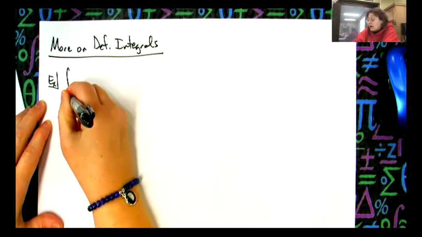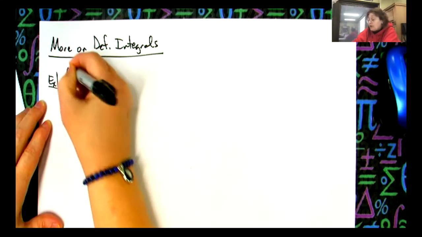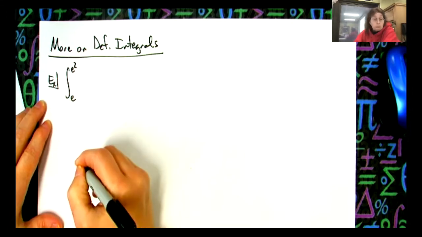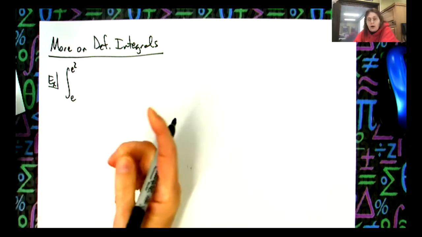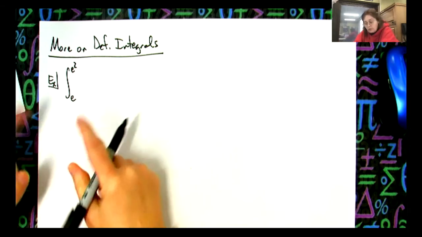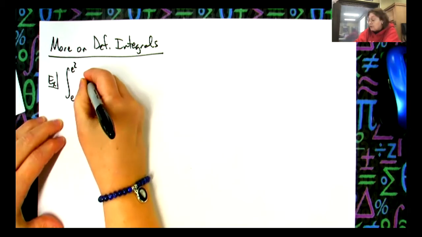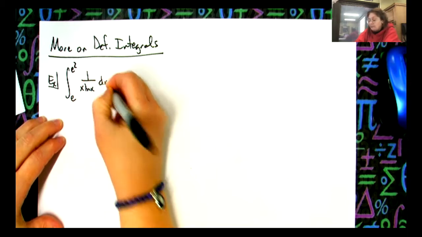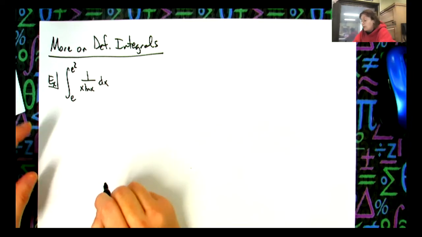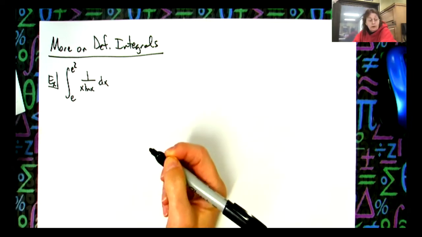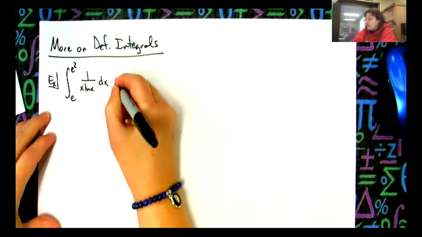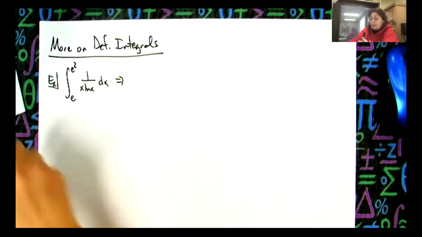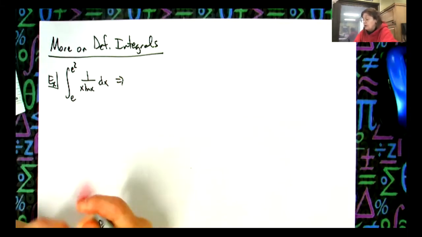So let's say our limits of integration are maybe e and e squared. Okay, we can have e's, we can have pi's, we can have numbers, we can have whatever for our limits of integration. All right, let's suppose we have 1 over x natural log of x dx. Okay, all right, so we've got to integrate like normal here. This is a definite integral, so we got to do our u-substitution.